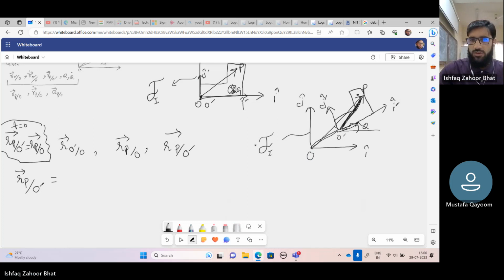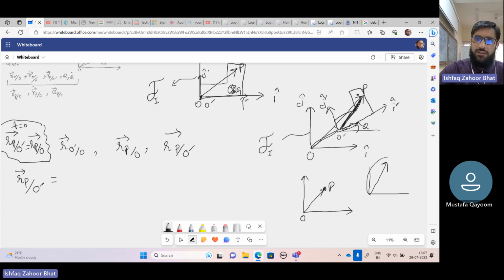So what I am trying to say is, initially this P was here. So this was O and this was P, and initially this vector was here. Now the body has rotated, and you can see this vector is like this. If you drag this vector, we have a tool to drag it, so let us drag it.